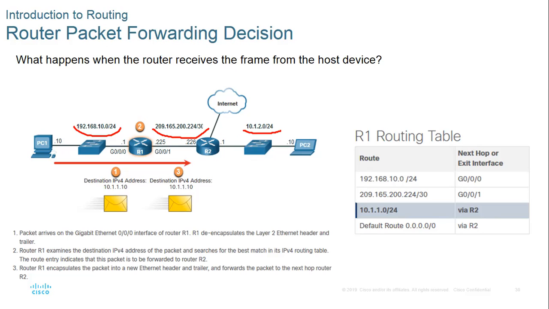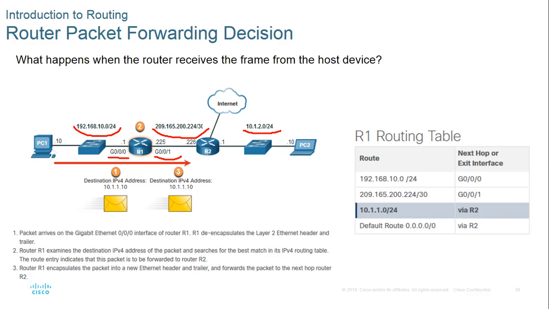209.165.200.224/30. So if we look at router R1, it has two interfaces, one connected to the LAN through interface G0/0/0, and it has another interface connected to the second network, which is interface G0/0/1. So let's suppose PC1 needs to send a packet to PC2.